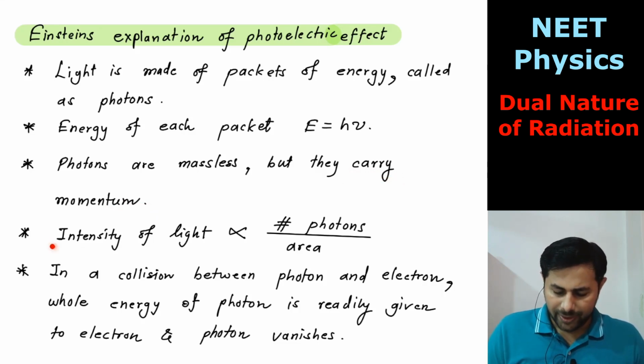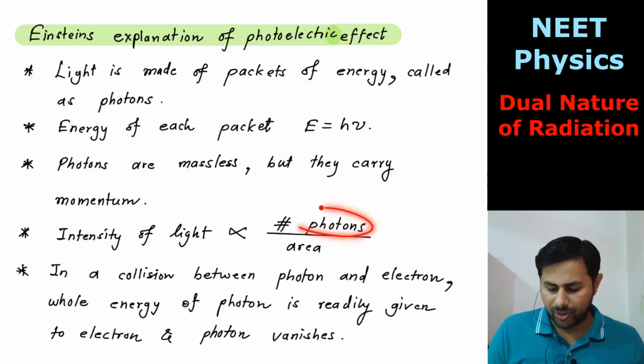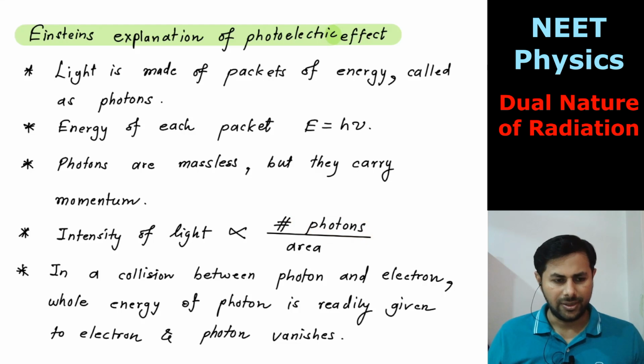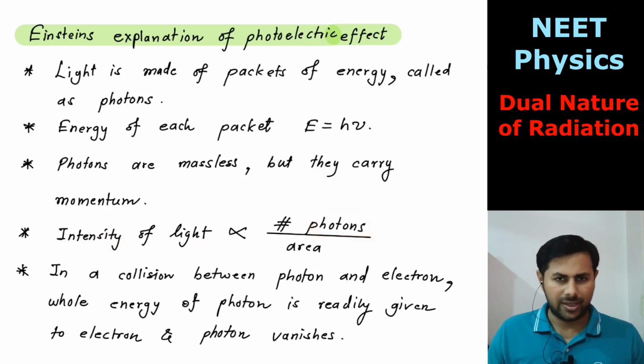Then intensity of light. This is an important concept: intensity of light is directly proportional to the number of photons striking per unit area. So intensity of light is directly proportional to what? The number of photons striking per unit area.